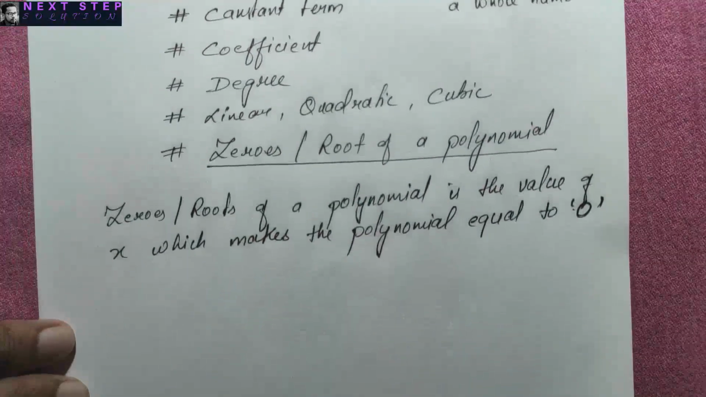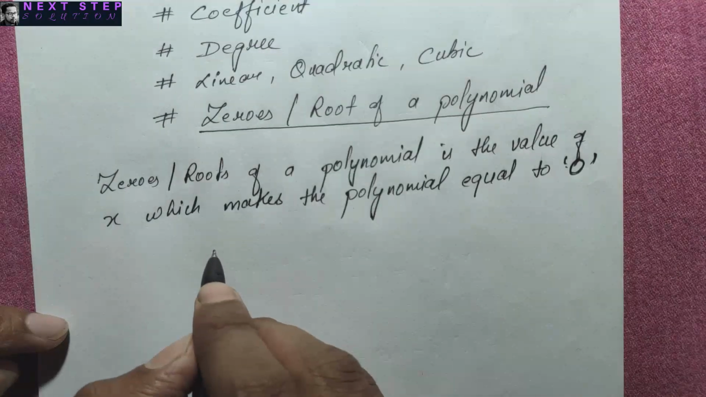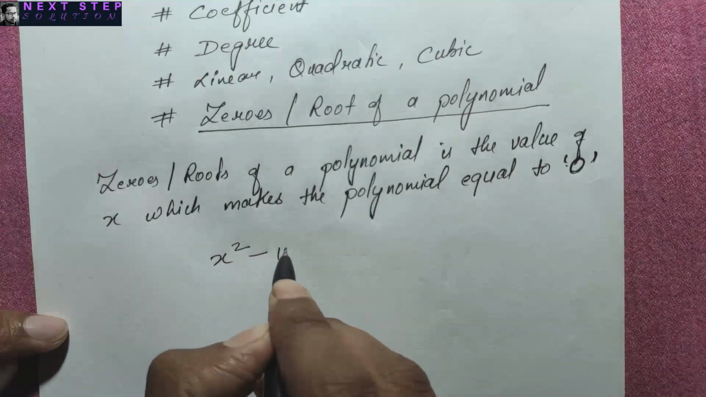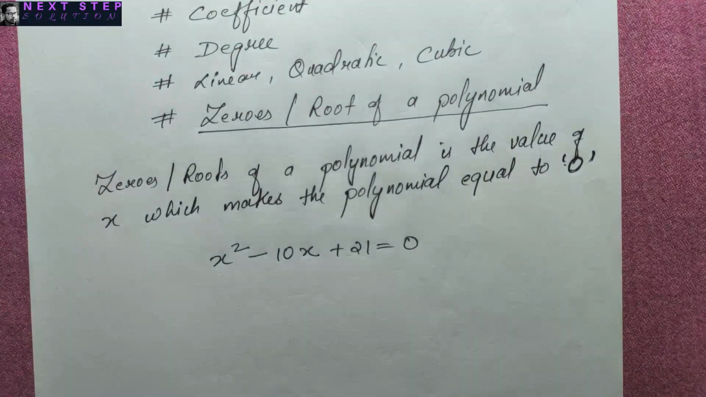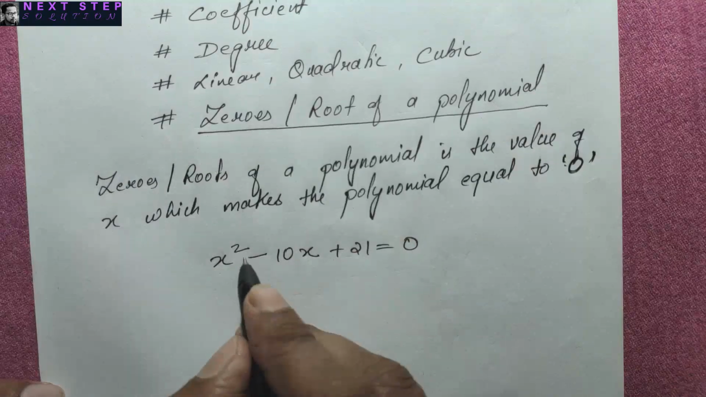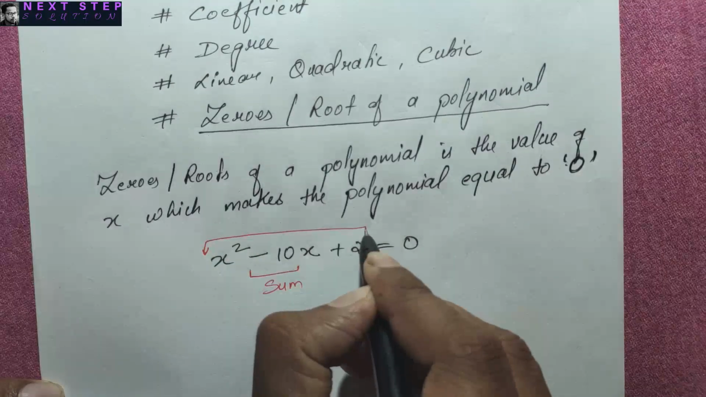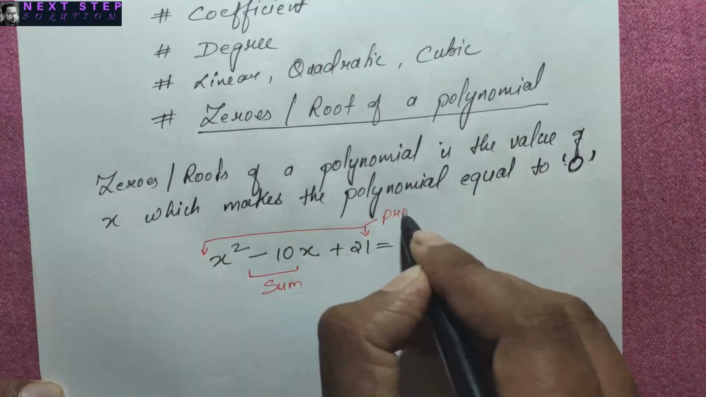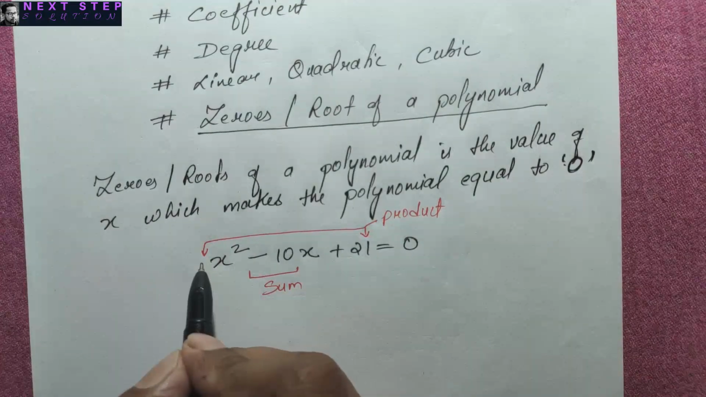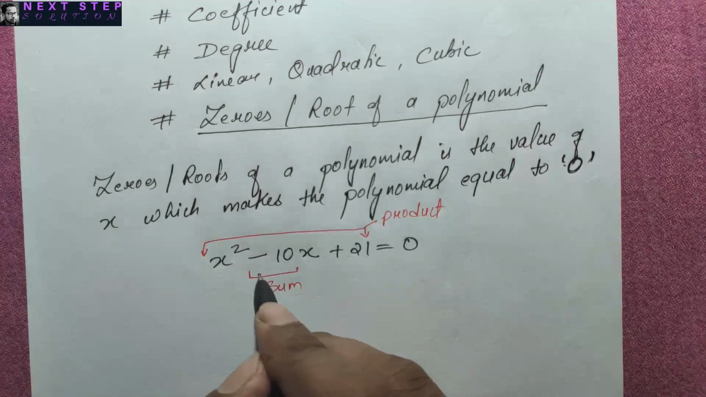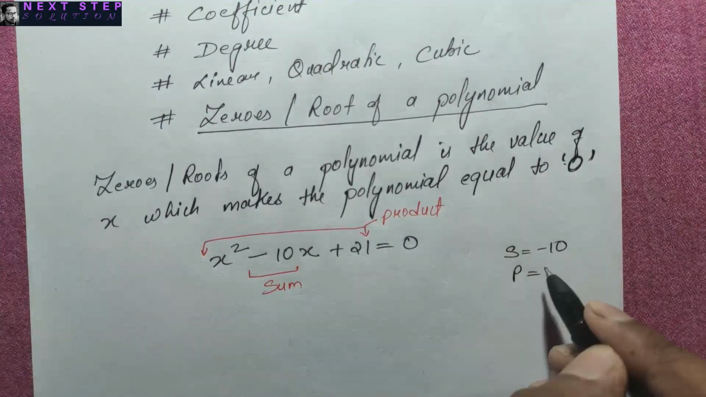Now let us find out the zeros of a quadratic polynomial. Suppose the quadratic polynomial is x square minus 10x plus 21 equals to 0. You already know how to find zeros of this quadratic polynomial. Now we take this as the sum and the first number multiplied with the last number becomes the product. This we have learned earlier, splitting the middle term, finding the zeros by splitting the middle term. Here we have 1. 1 into 21 will give you 21 and here we have minus 10. So sum is minus 10 and product is 21.